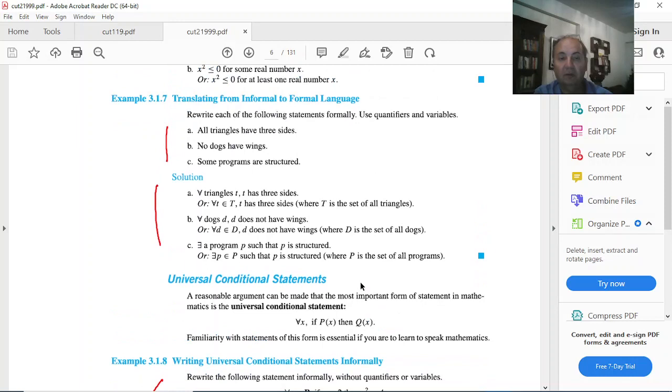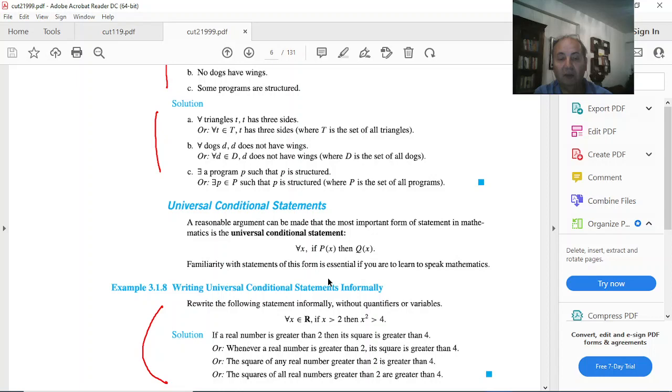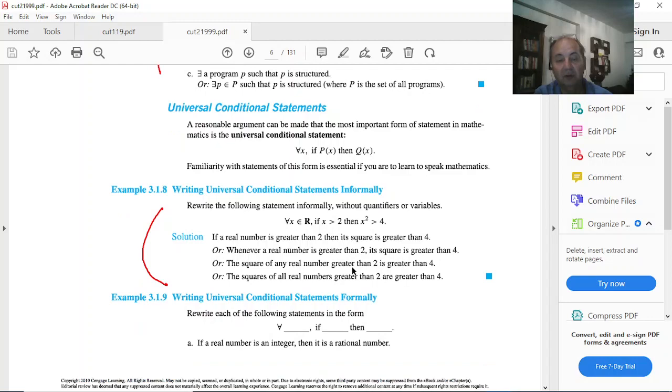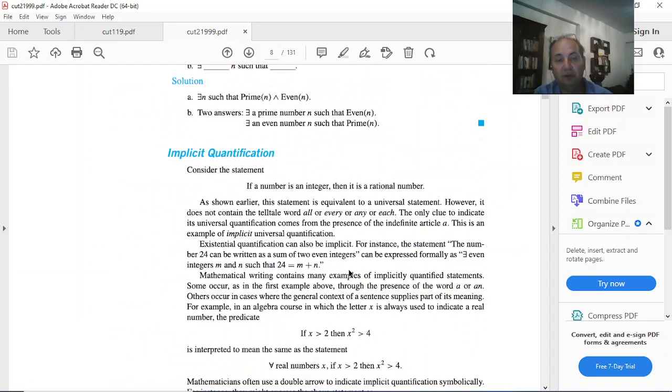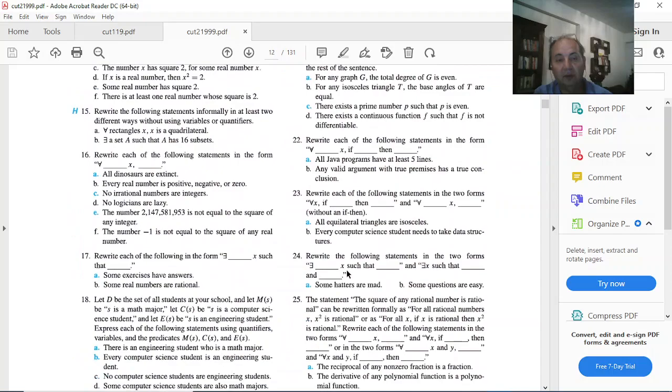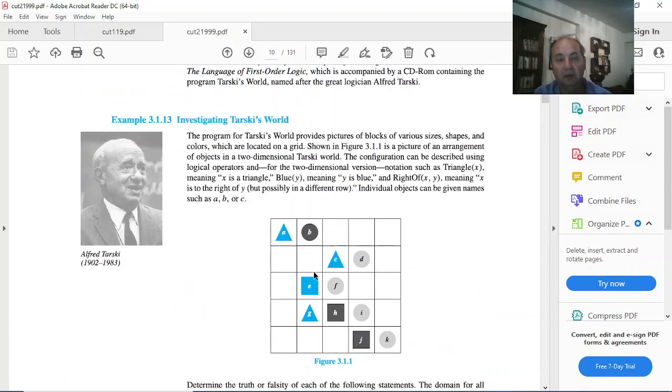For universal conditionals, for all x, if P(x) then Q(x), this is the way. For example, if P number is greater than 2, then Q is greater than 4. This is the universal conditional statement. We did the conditional in the previous chapters. I hope you got it and try to understand. This is a different topic about validation and multi-variable logic.